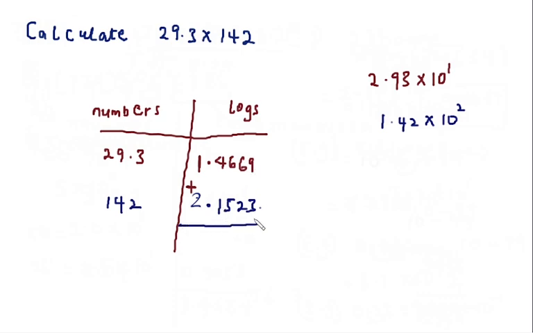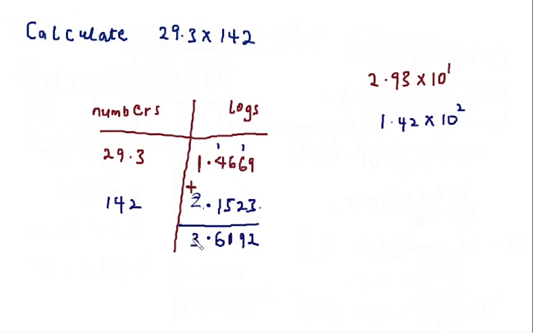So 9 plus 3 is 12. So I have 2 here, carry 1. 6 plus 2 is 8 plus the 1 that I carried. So I have 9 here. 6 plus 5 is 11. 1, carry 1. So 4 plus 1 is 5 plus the 1, 6. And then point. So 1 plus 2 is 3.